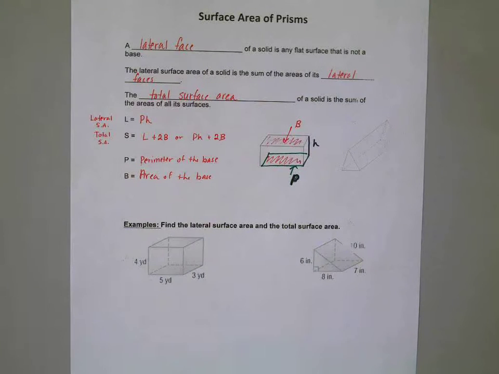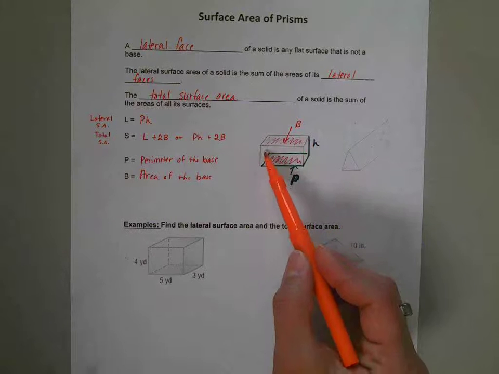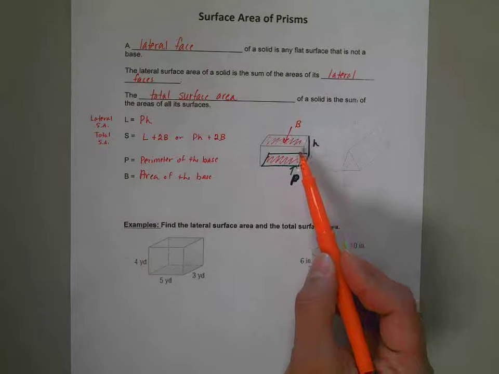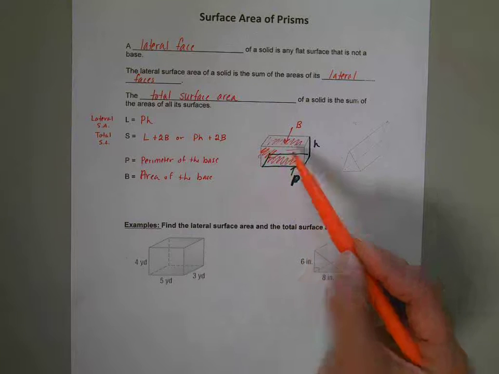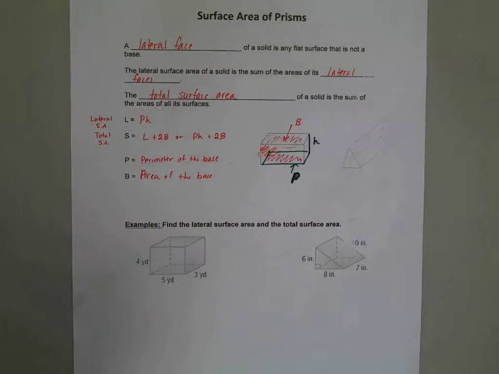Now lateral surface area is the sum of the areas that are not the bases. So that's going to be this around. That's the lateral. Okay, let's look at the triangular prism.